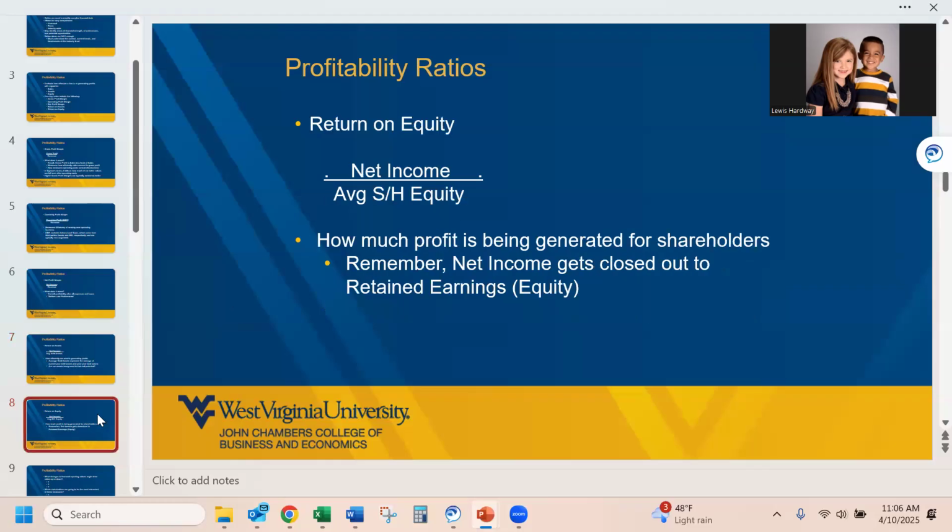Okay. Return on equity. Same measure, net income, but this time we're using shareholder equity instead of assets. Specifically, we're looking at this because we're trying to determine, based on our capital structure and what our shareholders have, how much return are we generating for them? And remember that net income gets closed out to retained earnings.